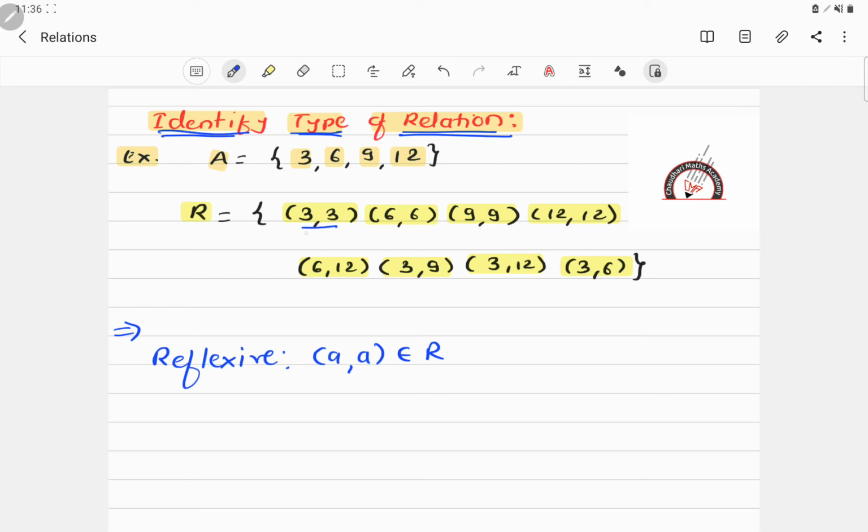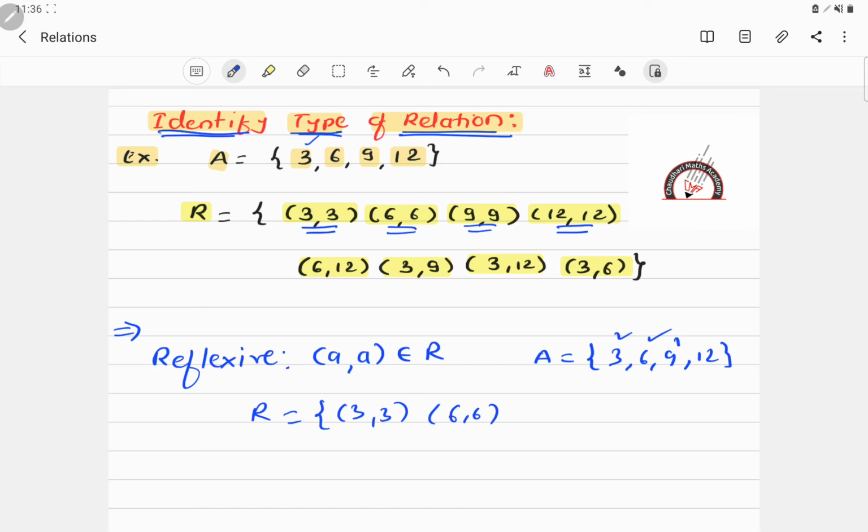And please observe, this 3, 3 is present in the relation, 6, 6 is present in the relation, 9, 9 is present in the relation, 12, 12 is present in the relation. So if you observe, the set A is 3, 6, 9 and 12, and all the ordered pairs with these numbers in the set A, 3 as 3, 3, 6 as 6, 6, 9 as 9, 9 and 12 as 12, 12, all these ordered pairs are present in this relation R. Therefore definitely it is a reflexive kind of relation. So this is a reflexive relation.